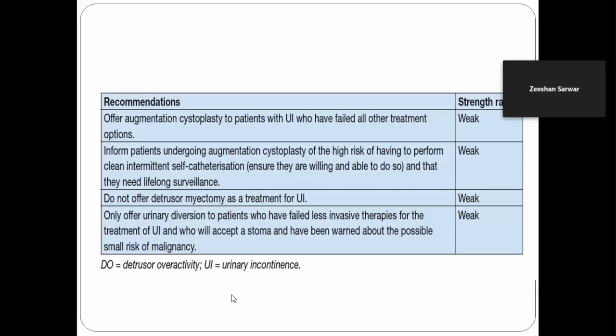Do not offer detrusor myectomy as a treatment for urinary incontinence. Only offer urinary diversion to patients who have failed less invasive therapies for the treatment of urinary incontinence, who will accept a stoma, and who have been warned about the possible small risk of pregnancy.